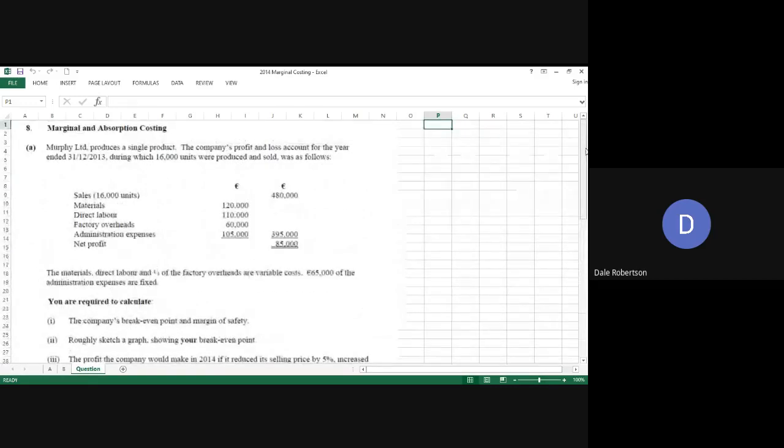It says Murphy Limited produces a single product. The company shows a profit and loss account for the year ending 2013, during which 16,000 units were produced and sold. So it tells you about the sales, the materials, the direct labor, the factory overheads, the administration overheads. And this sentence underneath here is a key sentence. This tells you how to break down the setup of the question, which we've done before in the 2011 question. So it says the materials, the direct labor, and 1/3 of the factory overheads are variable costs. And then 65,000 of the administration expenses are fixed.